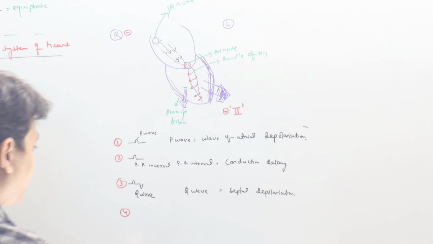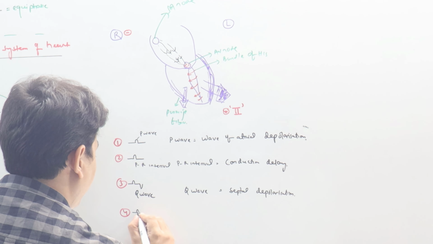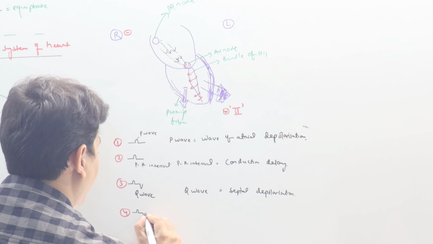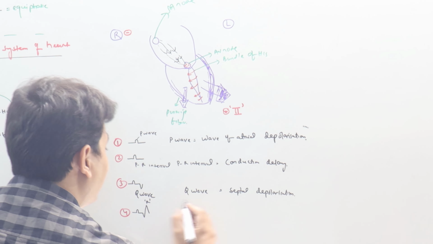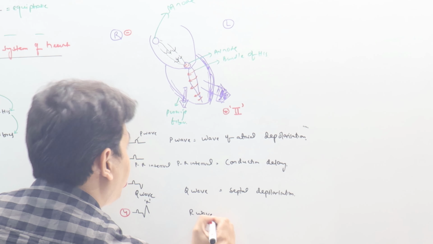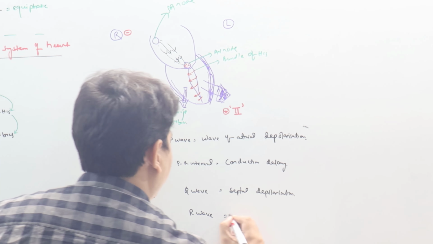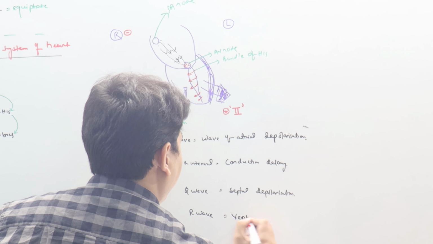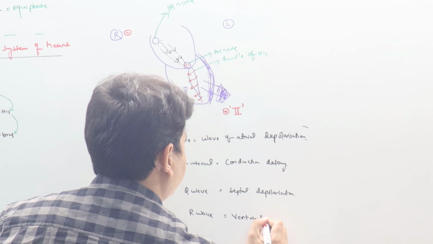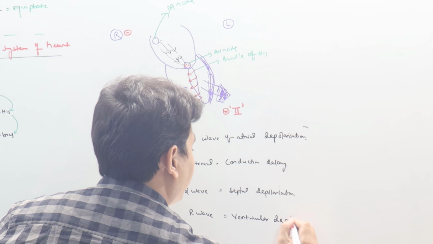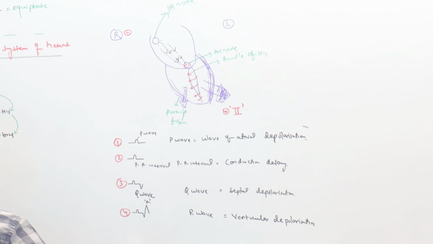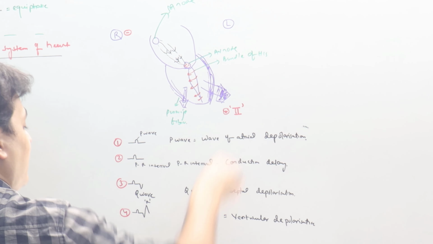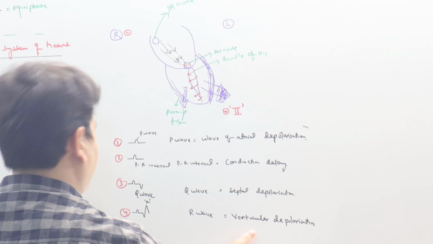So in this waveform we will see the P wave, PR interval, Q wave. Then there will be a positive deflection, that is the R wave. And this R wave is due to ventricular depolarization, right? And it is in the direction of the left ventricle. That is also called the axis of the heart, right?